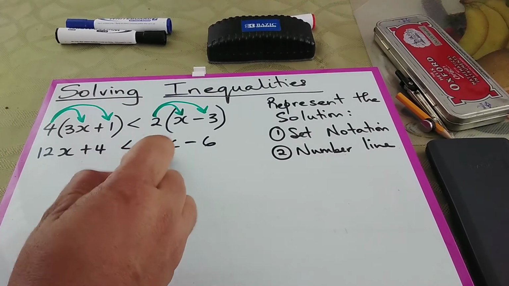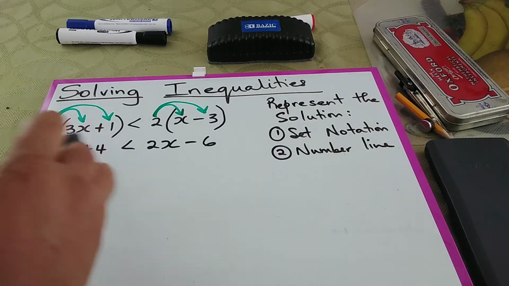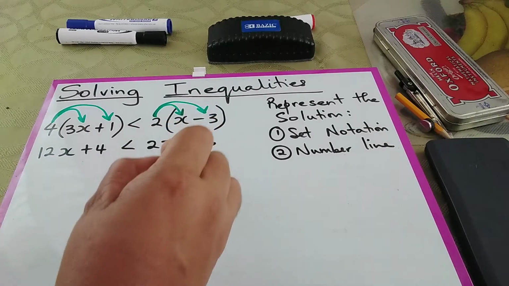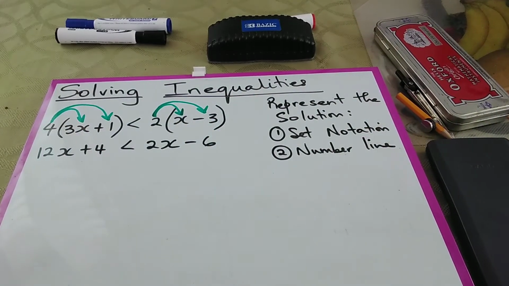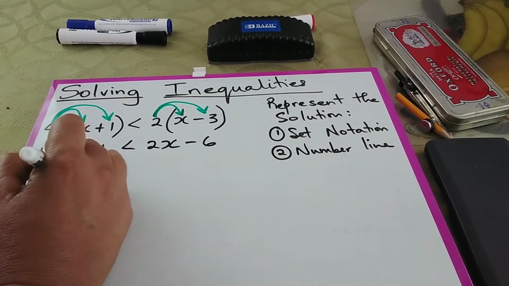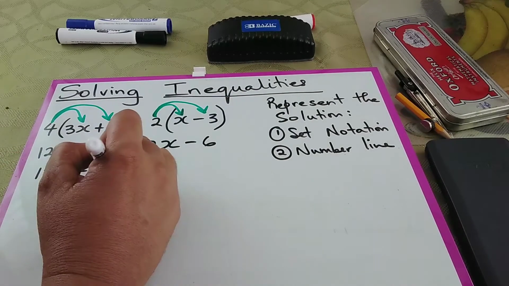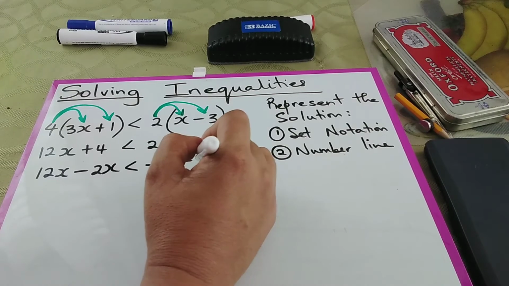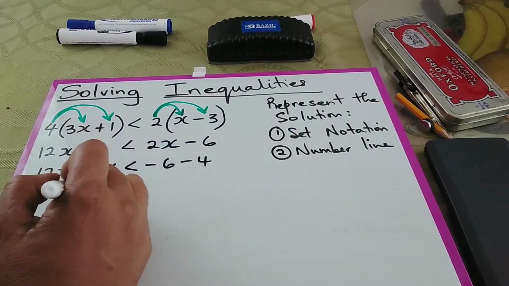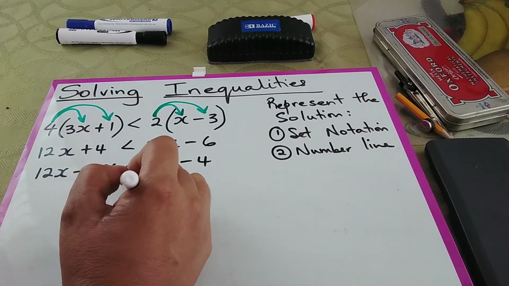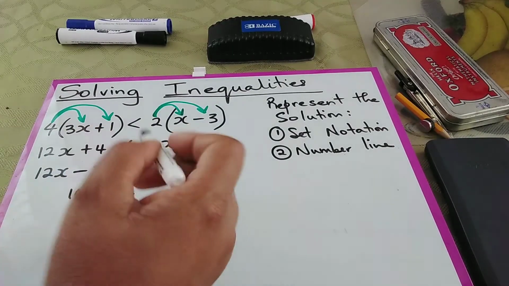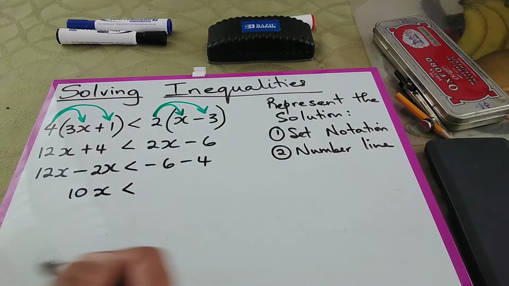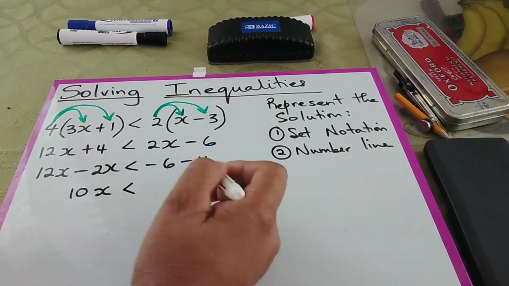We're going to bring the 2x over the inequality sign. It's going to become minus x. And then the positive 4 will go over and become negative 4. So let's do it. 12x minus 2x less than negative 6 minus 4. So this becomes 10x. And you remember the song? Same sign, add and keep. So same sign, we add these two numbers and keep the sign.